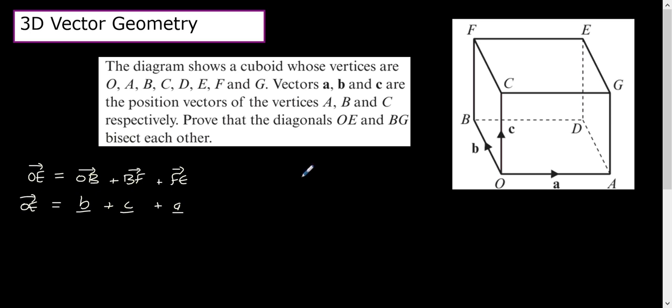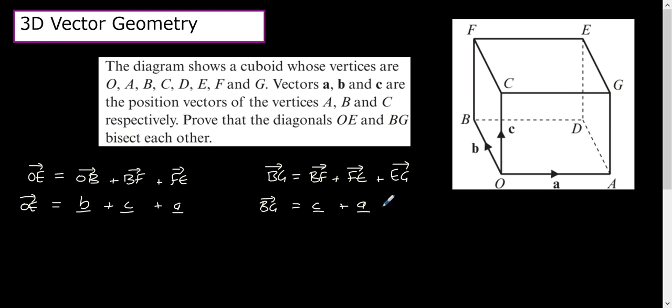My second diagonal is BG. So how would I get from B across to G? Well, let's see. We can go in many different ways, but I should go BF, so up to F, and then let's go F to E, and then let's go E to G. Okay? You could go in many different ways, but that's one way of doing it. So BF, we saw before, was the vector c. FE, we saw before, is the vector a. Now EG, that's the same length as the vector b, but it's going in the opposite direction.